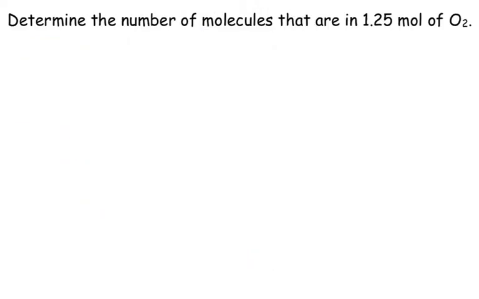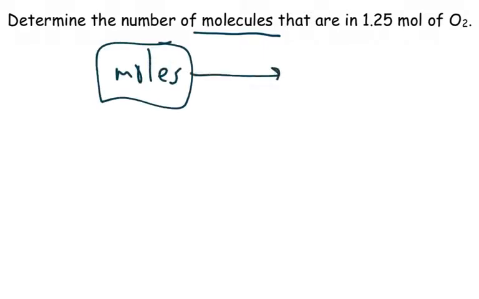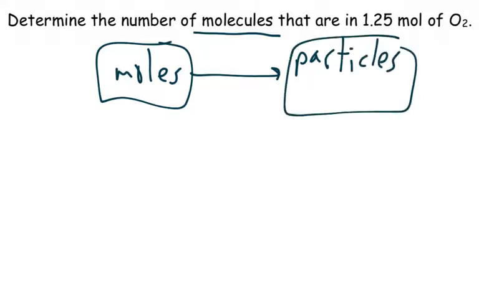Okay? Now, look at this next one. Determine the number of molecules that are in 1.25 moles of oxygen. So this time, when you see the word molecules, they want to go to particles. So we're going from moles to particles. A molecule is a type of particle. And oxygen is a covalent compound. It's a diatomic gas, so it's a molecule.